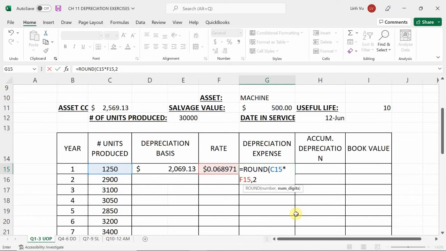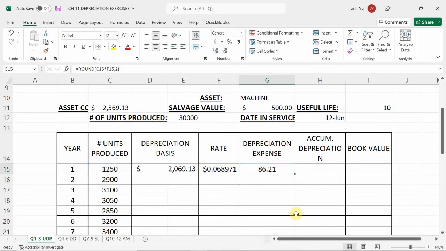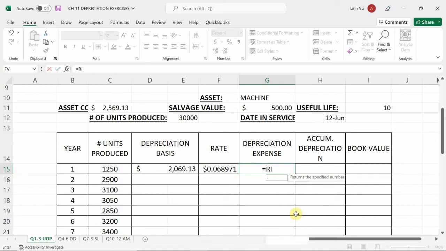Would it be 1,427? No, what number did you use? The 2,069.13. No, I need to use the number of units that I produced that year and multiply by the rate, because I need to know how much I need to depreciate for this year. So this one's not basis times rate. This one's going to be number of units produced this year multiplied by the rate.